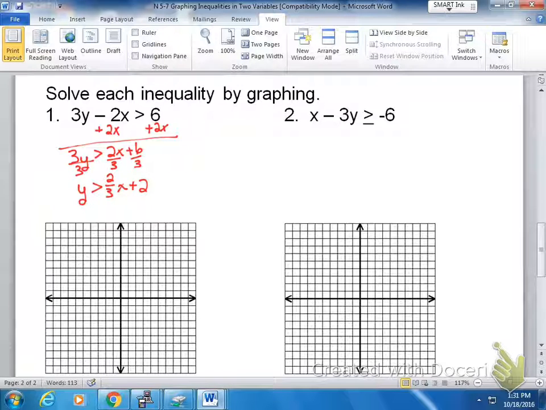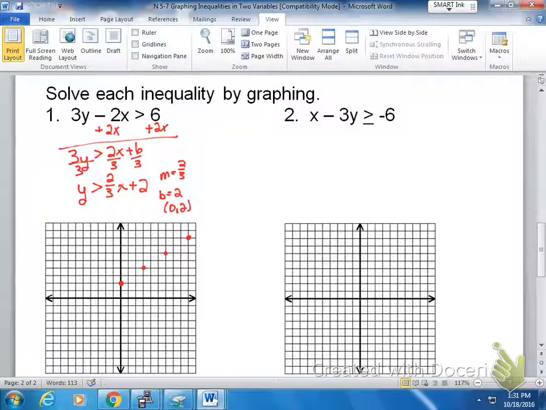So guys, up to this point, we really haven't done anything different. I need my slope, which is 2/3. I need my y-intercept, which is 2, or the point 0, 2. So I'm going to plot some points real quick. I'm going to plot 0, 2, and since my slope is positive, I'm going to go up 2, right 3. Up 2, right 3. I'm going to do one more, up 2, right 3.